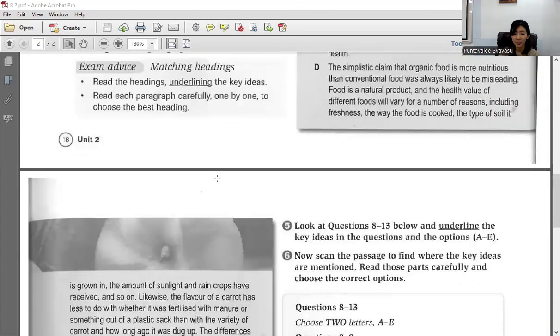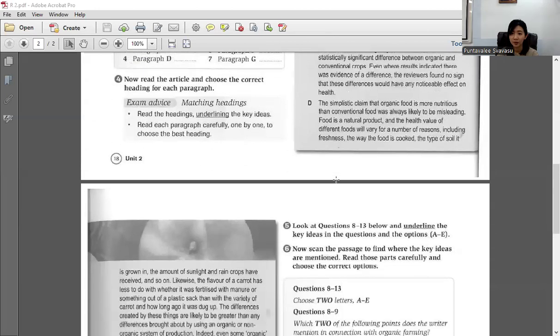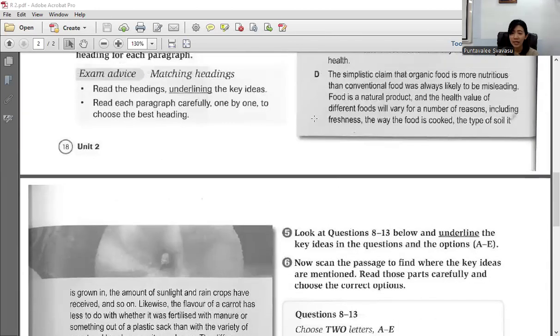So let's have a look at paragraph D. For this one, I would say the main idea of paragraph D is this part: the health value of different foods will vary for a number of reasons. So this is the main idea, the main part.